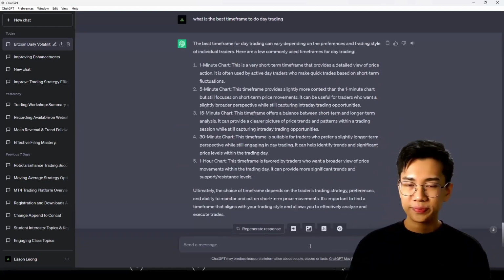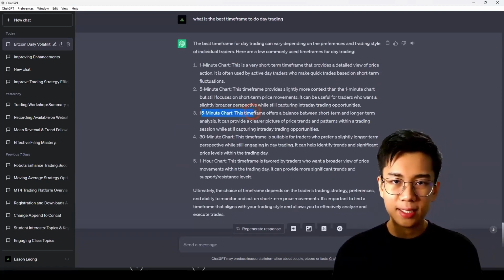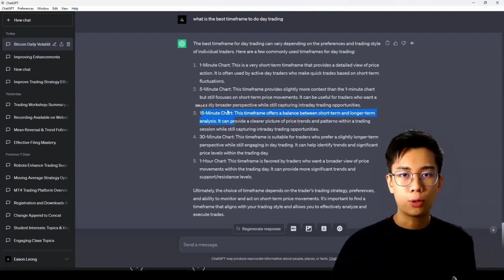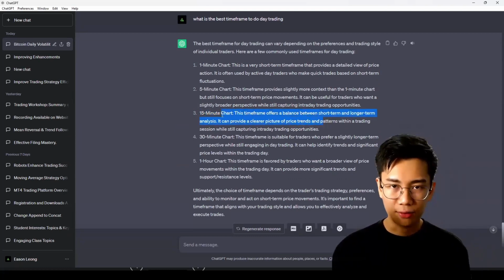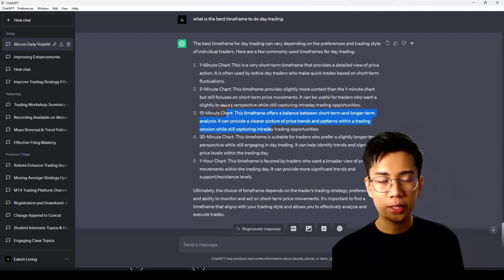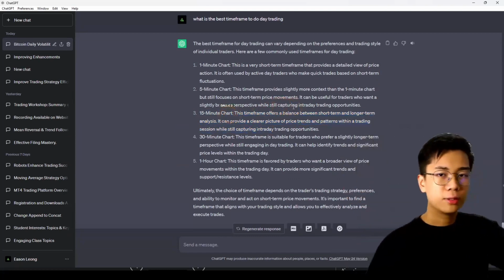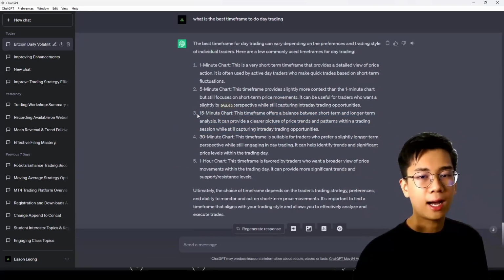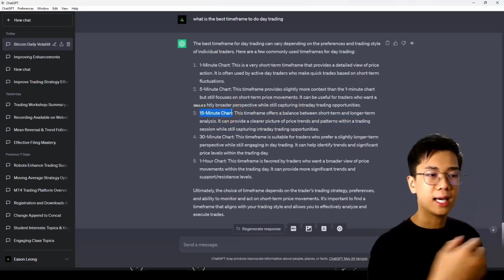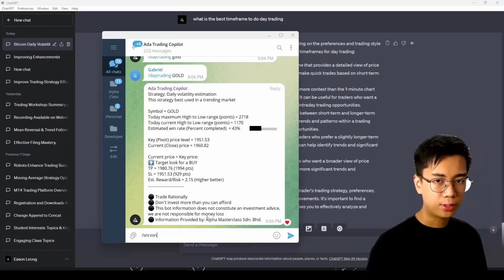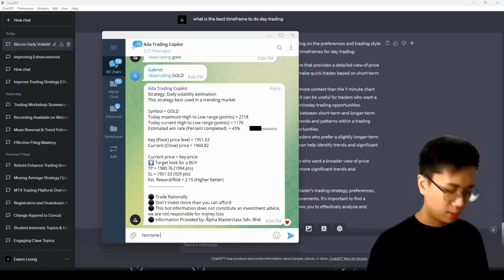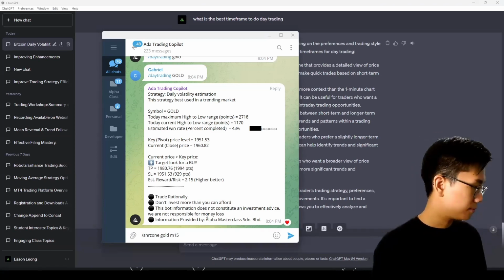Okay, so what I can see is that a 15-minute chart offers a balance between short-term and long-term analysis. It can provide a clearer picture of the market trends and patterns within the trading session itself, which will capture intraday trading opportunities. You see this? So it suggested that I should use the 15-minute time frame to analyze further. What I can do is go for slash SNR zone, which is the support and resistance zone, for the 15-minute time frame, M15.